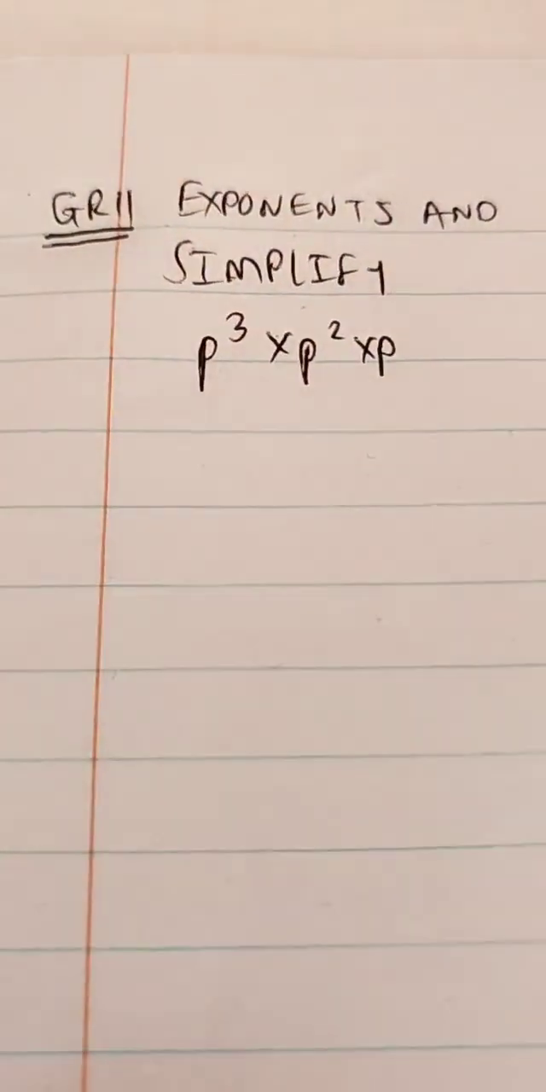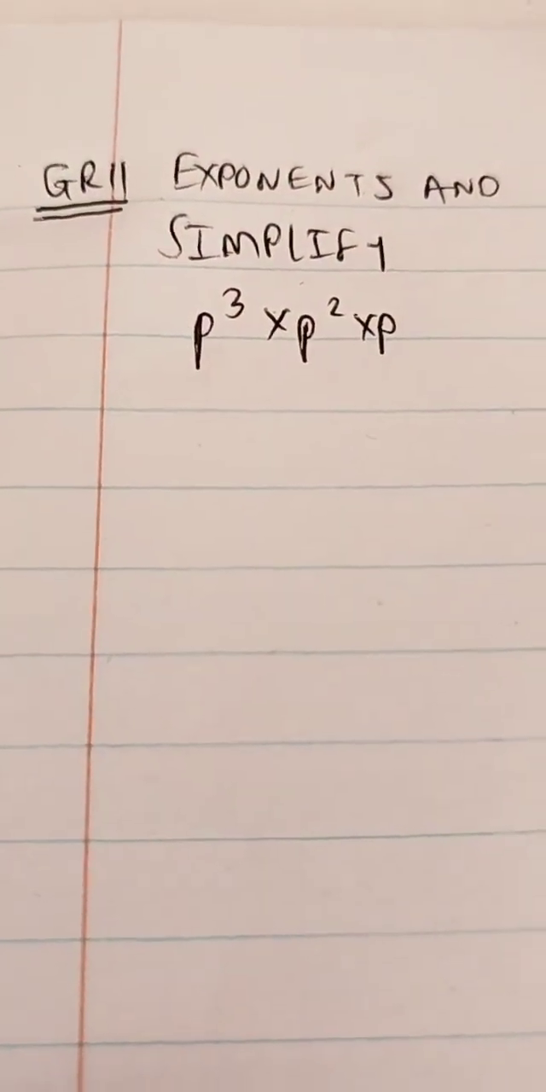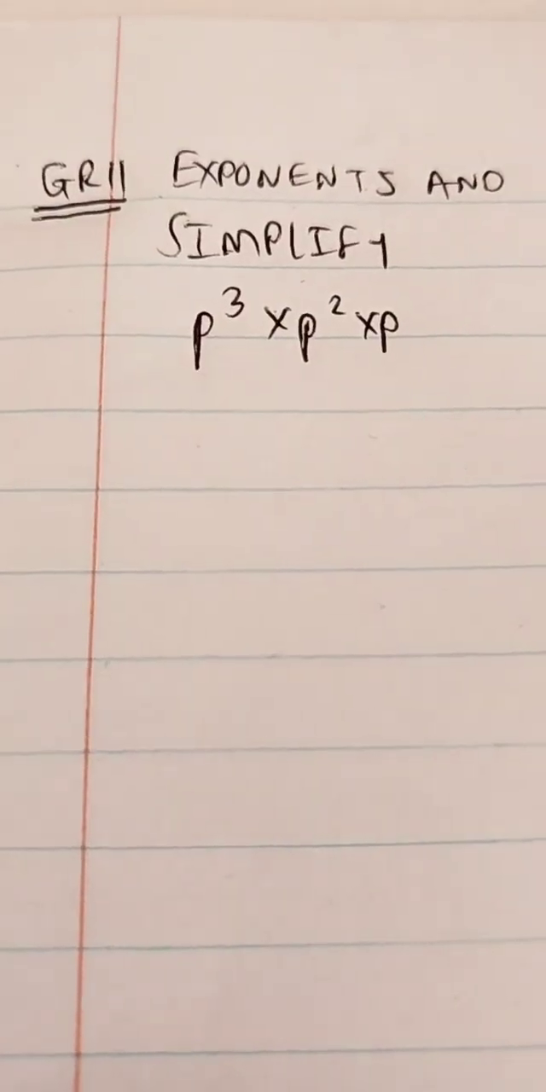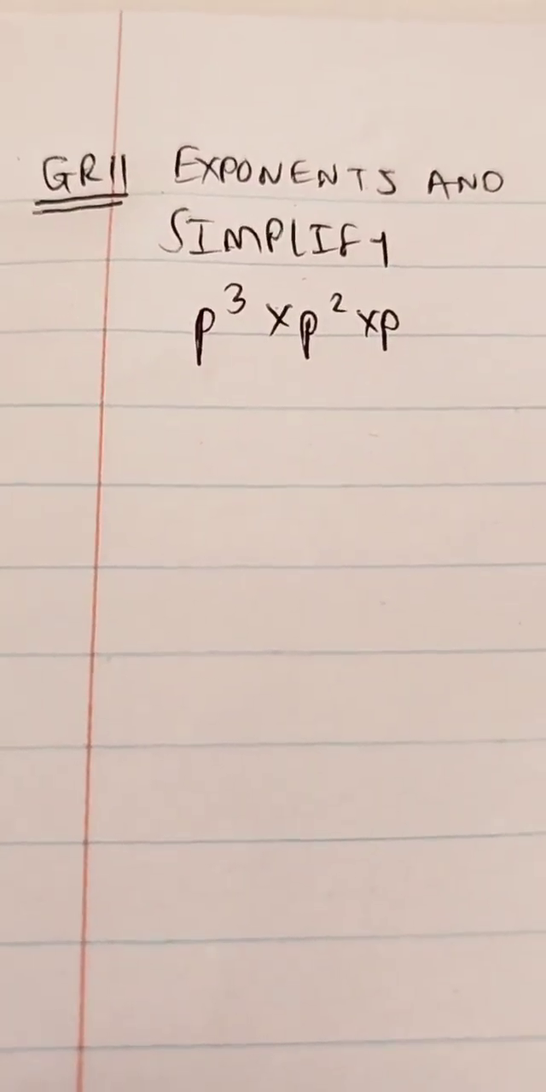So the first question, which is very basic, this obviously is just us applying the laws to see if we know our laws very well. P to the power 3 times p squared times p.